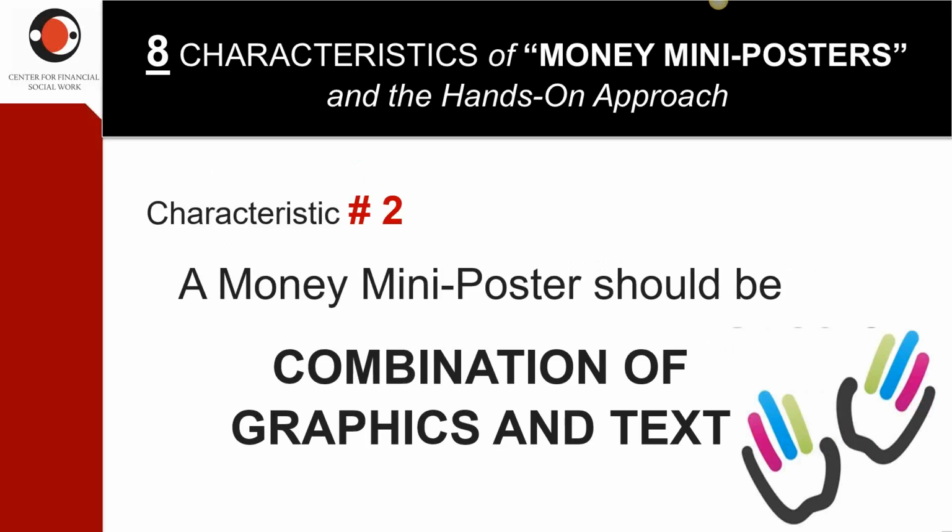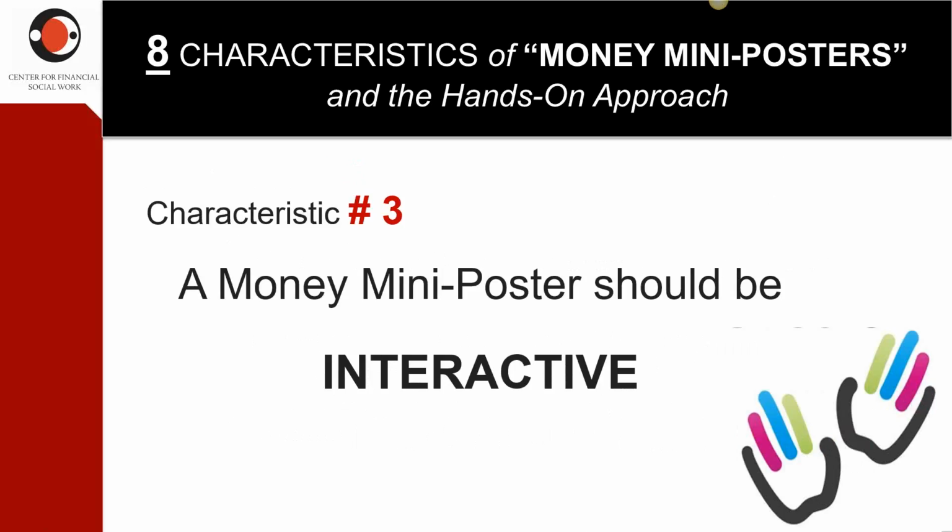Characteristic number 2, these posters need to have a combination of graphics and text. It's that combination that makes it work, based on what we read earlier about how much more people absorb and how much more interesting it is when there's color and graphics, not straight text. And so the process needs to be interactive. That's an important component of the hands-on approach.